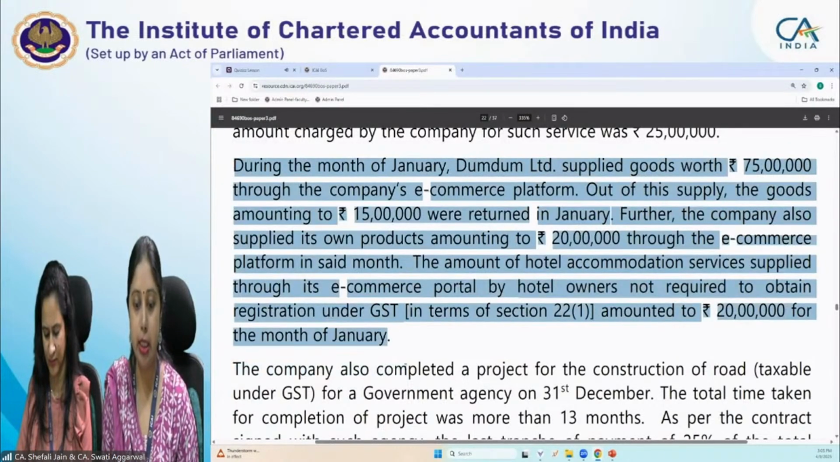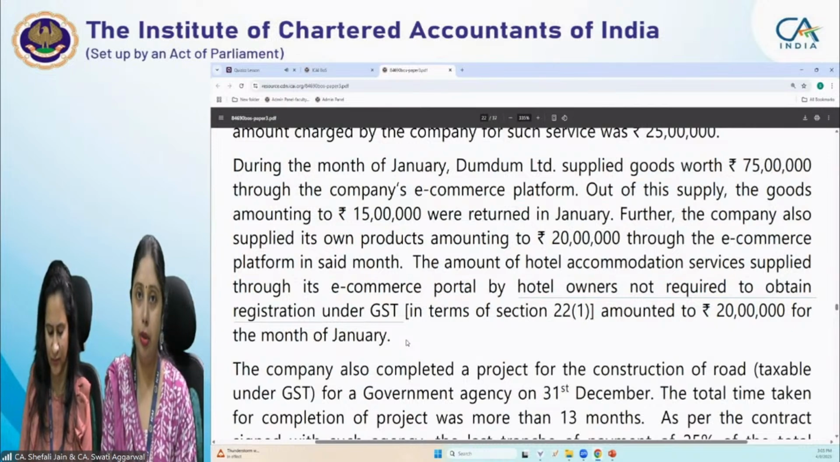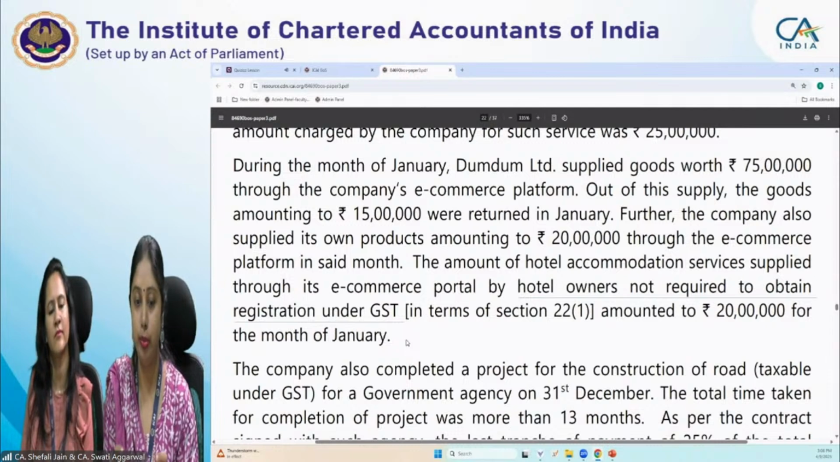कंपनी ने 3 तरह की सप्लाईज कंपनी के ई-कॉमर्स पोर्टल से कीं, एक कंपनी ने खुद की, एक गुड्स की सप्लाई हुई 75 lakhs की जिसमें 15 lakhs रिटर्न हो गए, और एक होटल ओनर्स ने एकोमोडेशन सर्विस प्रोवाइड की है 20 lakhs की, लेकिन ये होटल ओनर्स were not required to obtain registration under GST. So we request students to participate and to compute this particular TCS amount.